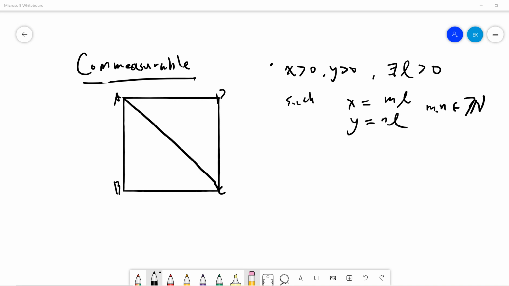Welcome guys. So in this video, I want to introduce a notion called commensurable, which is really interesting. It's a very old Greek idea to prove that the square root of 2 is irrational. If this is the first time you see such an idea, that is really amazing.